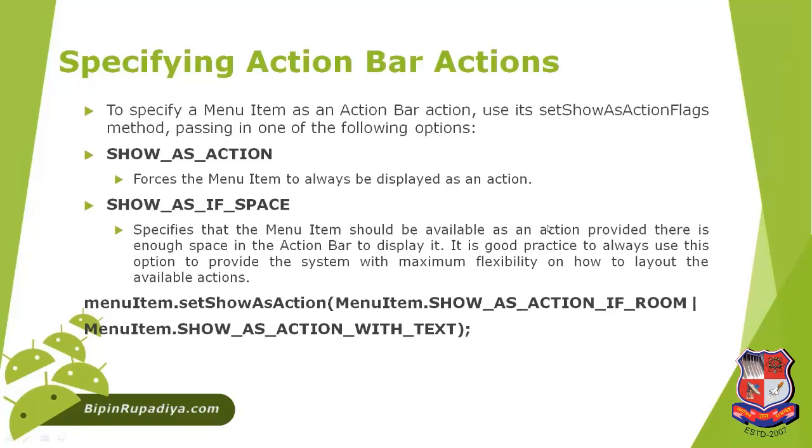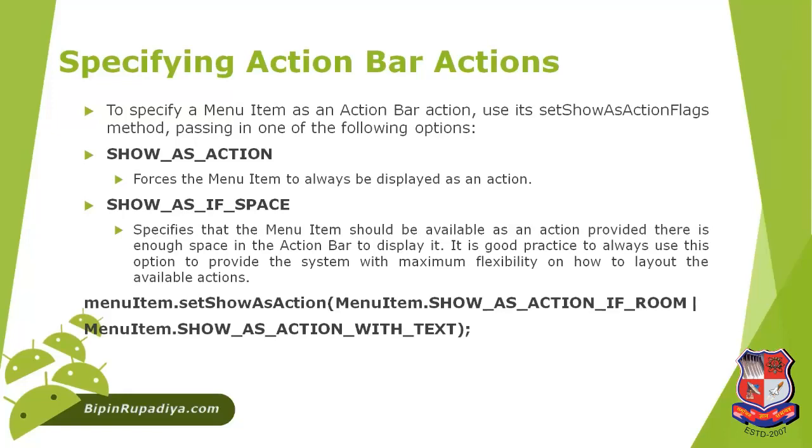To specify these menu items, first you need to create a menu, and in that menu, say we have previously created 3 menu items. Which ones? Red, green and blue. Those are the menu items. If you need any particular item on the action bar, then you need to set certain flags. Just see the 2 flags listed right here: show as action if space, or show as action if room.